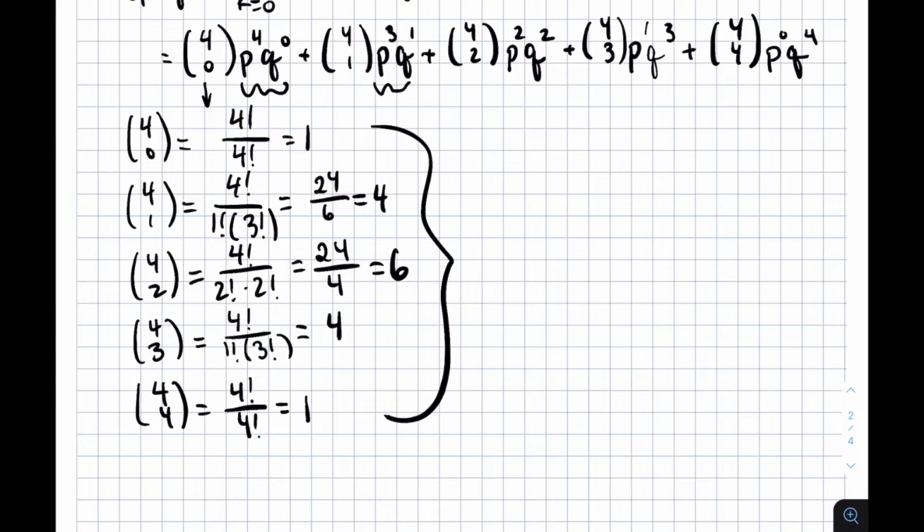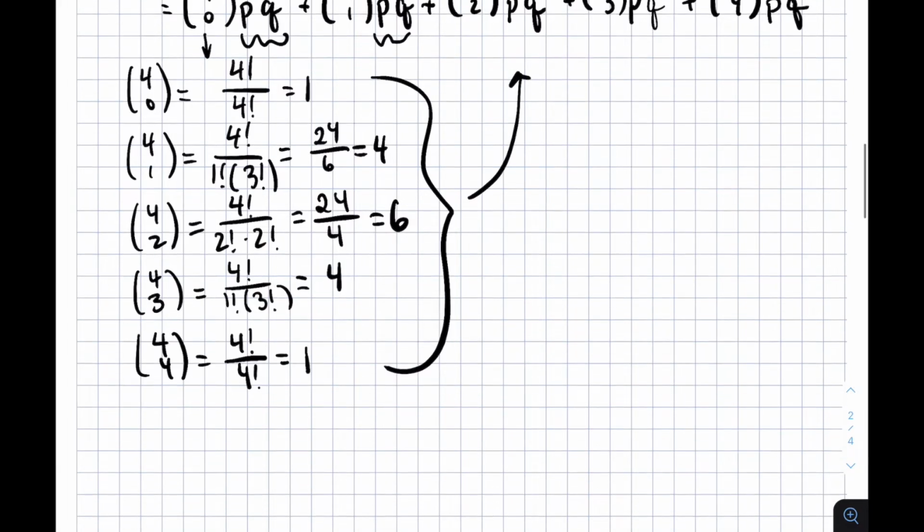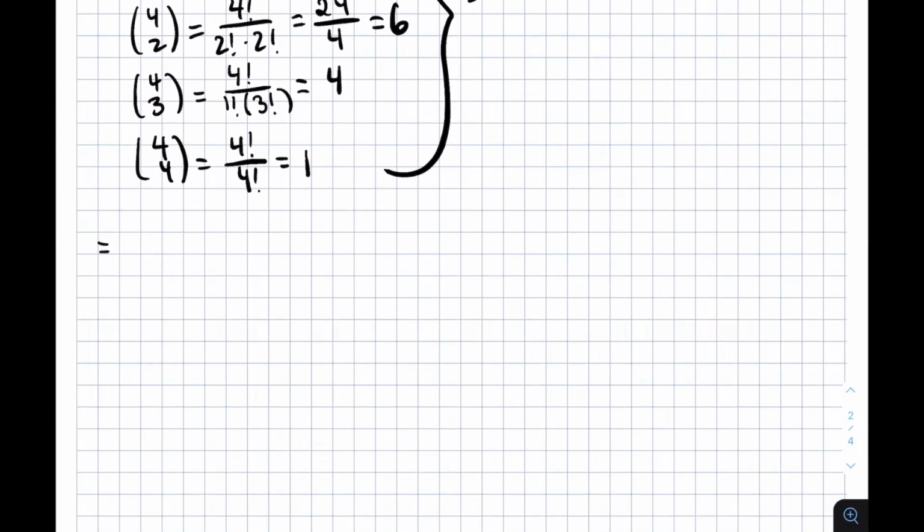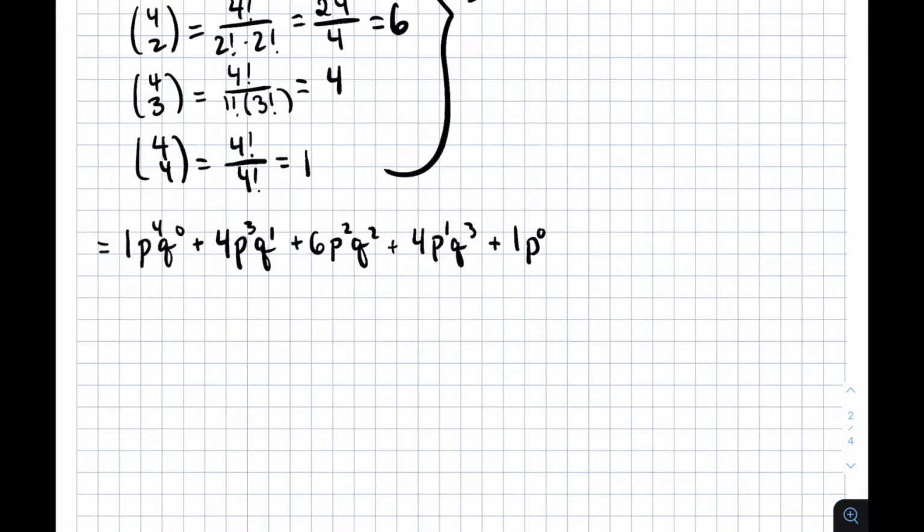Now that we have all these coefficients, we can put them back into this equation to get 1 p^4 q^0 plus 4 p^3 q^1 plus 6 p^2 q^2 plus 4 p^1 q^3 plus 1 p^0 q^4. Now what is this telling us?